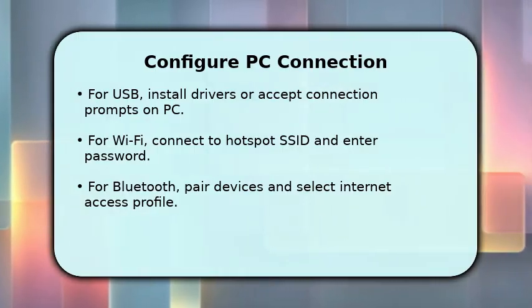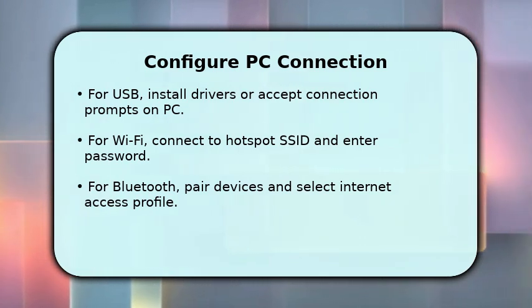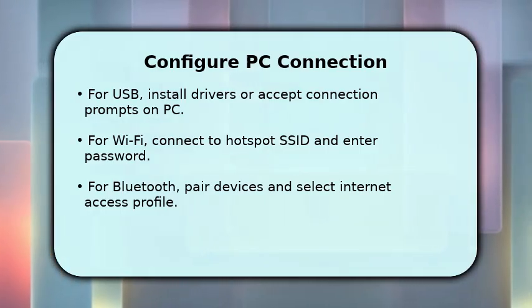If you choose Bluetooth, pair both devices and enable the network or PAN profile. This is slower but useful when Wi-Fi or USB aren't available.